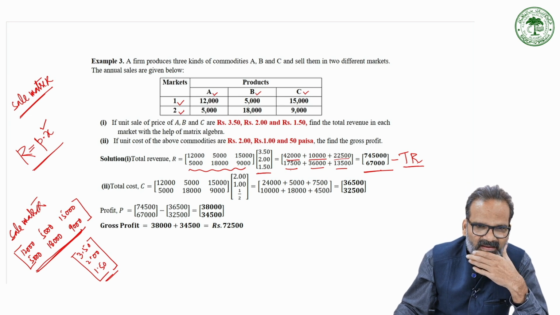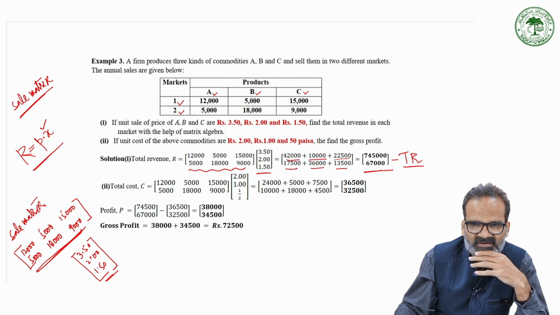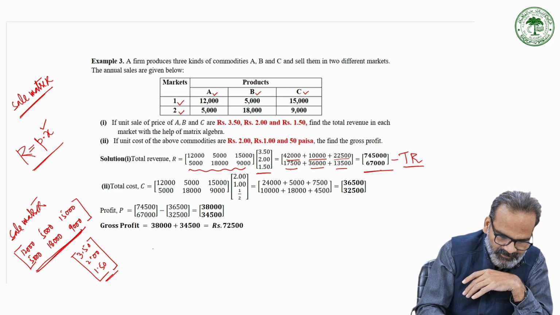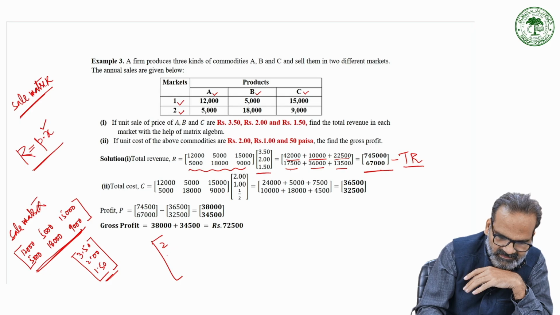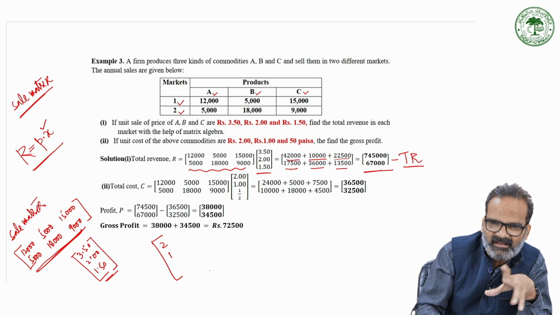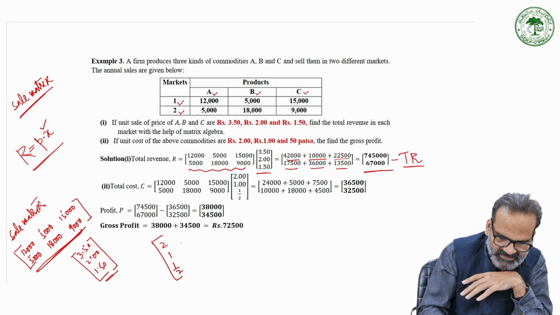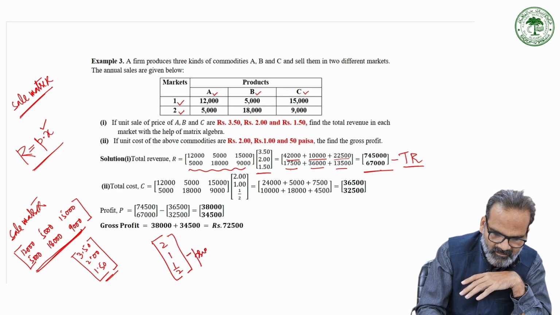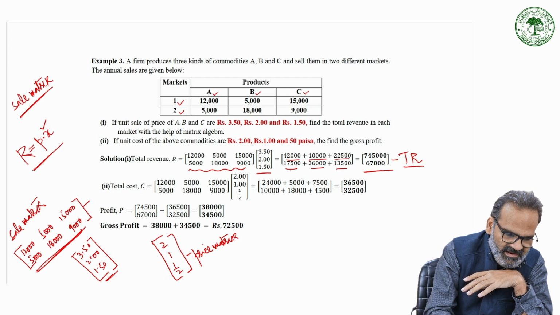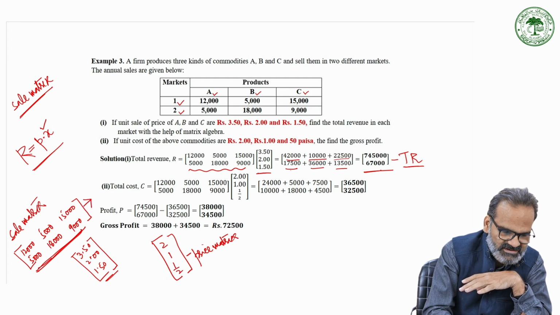In case 2, the unit costs of the above commodities are changed: rupees 2, rupees 1 and 50 paisa. For example, this price matrix has been changed, now it is rupees 2.00, right? Rupees 2, and then rupees 1, and 50 paisa means half a rupee, which we can take as 1 upon 2. Now this is our price matrix, the price per commodity, right? And this sale matrix remains the same, no change, right?